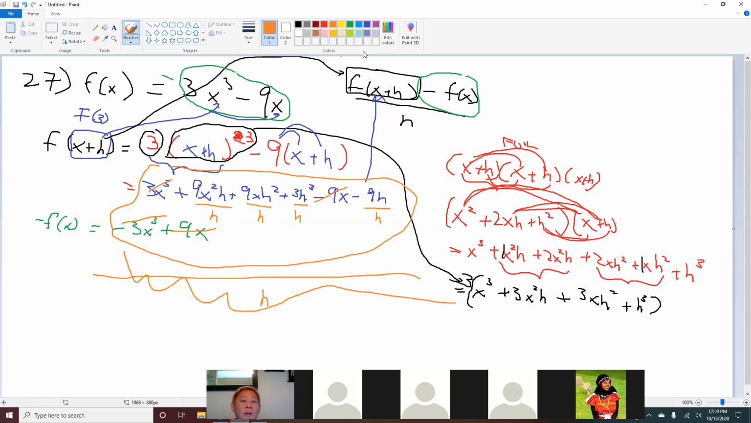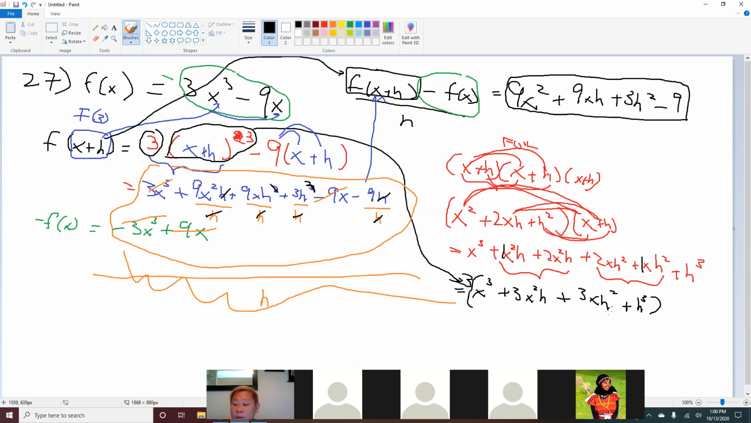So what is your answer in this case? This h will cancel, so you get 9x squared. This h will be canceled, but you have a square, so you have one left, so you get positive 9xh. This h will cancel, but this is cubed, so you will get a square, so you get 3h squared. And the last one, the h and h will exactly cancel, so you get negative 9. So this is the answer for question number 27.